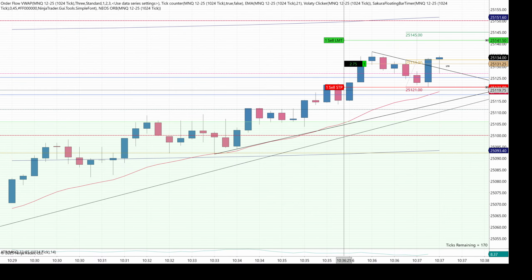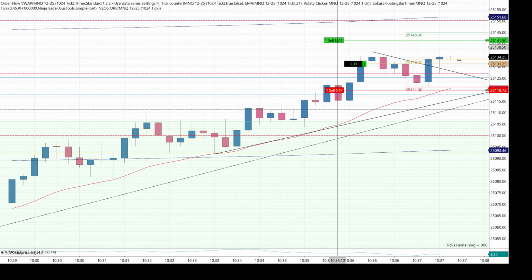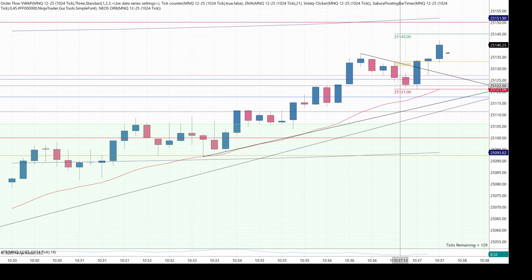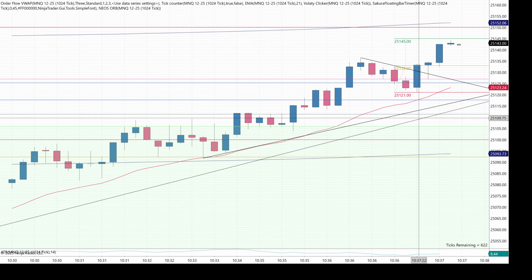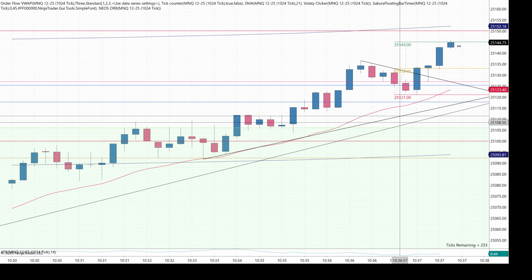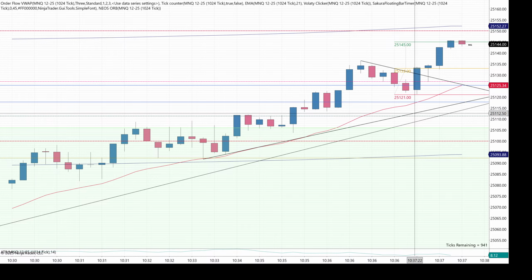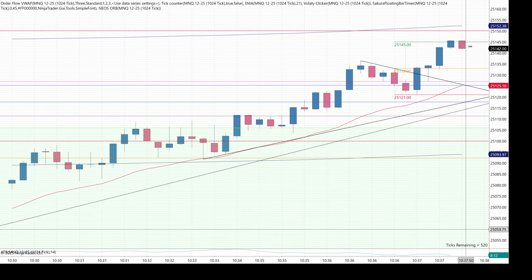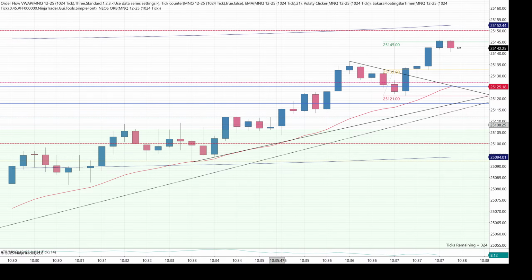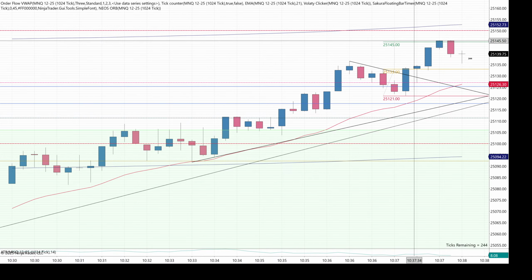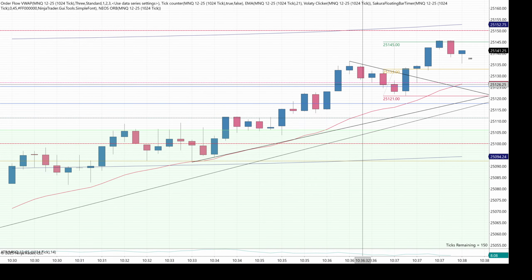All right, here we go. All right, got it to work. Got 10 points out of that. Two trades, 100% win rate. Honestly, I'm very happy with that. Our runner is still at break even.